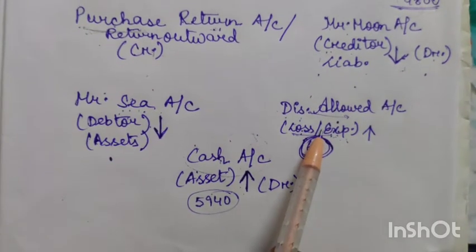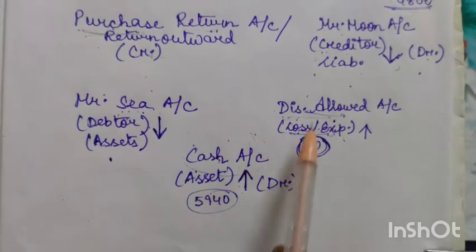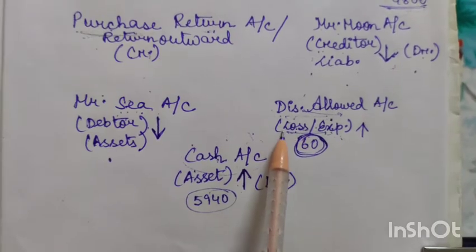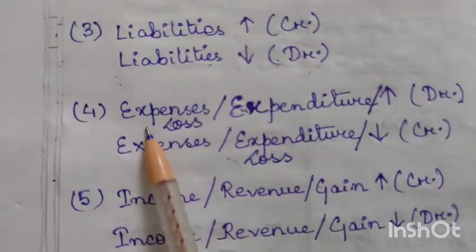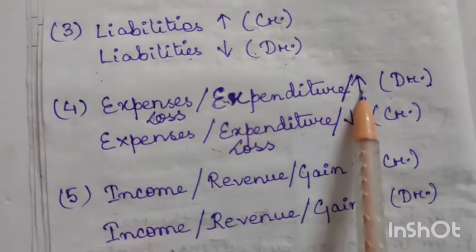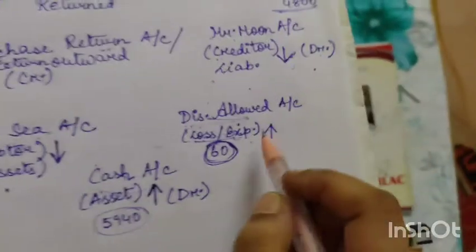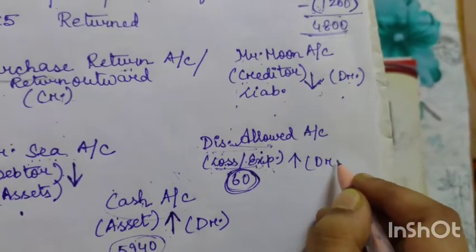Now the second logic here: discount allowed is a loss or expense. So according to the rule, if expenses, expenditure or loss increases, then it is debit. Then again this account will be debited.